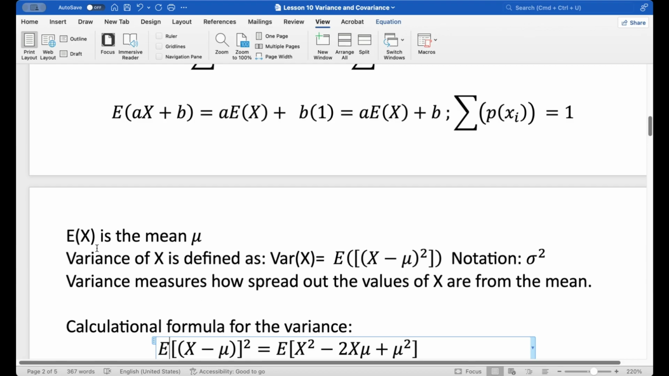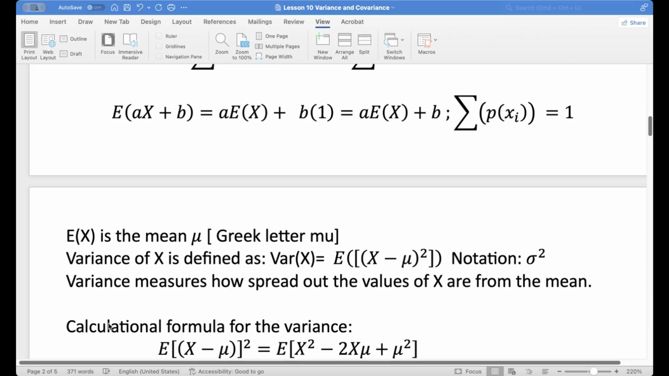So the expected value of x is the mean, mu, of the random variable x. Let me just put that in here. This is the Greek letter mu. So the expected value of x is the mean, and that u-looking symbol is the Greek letter mu.